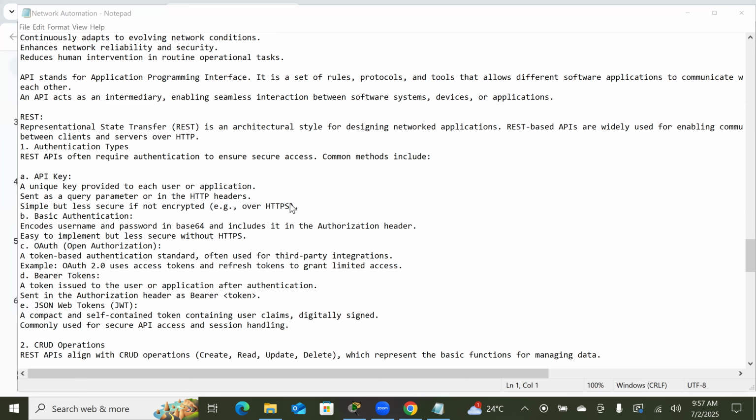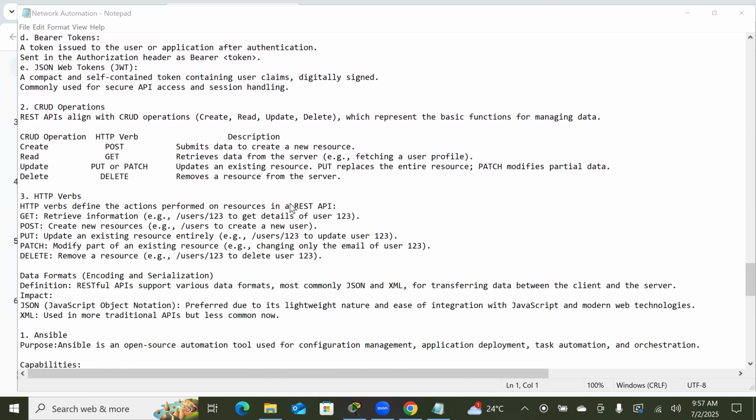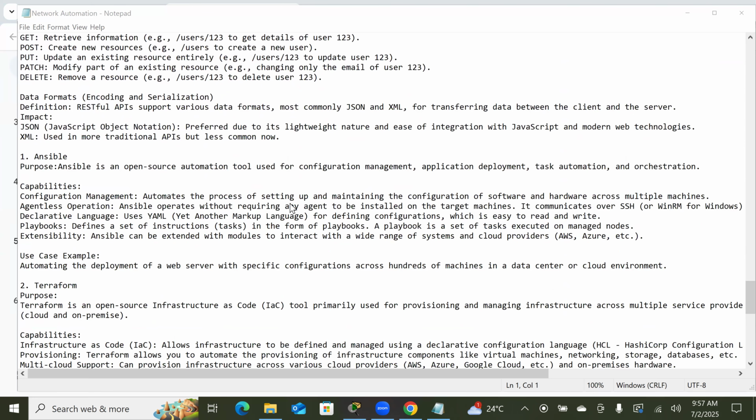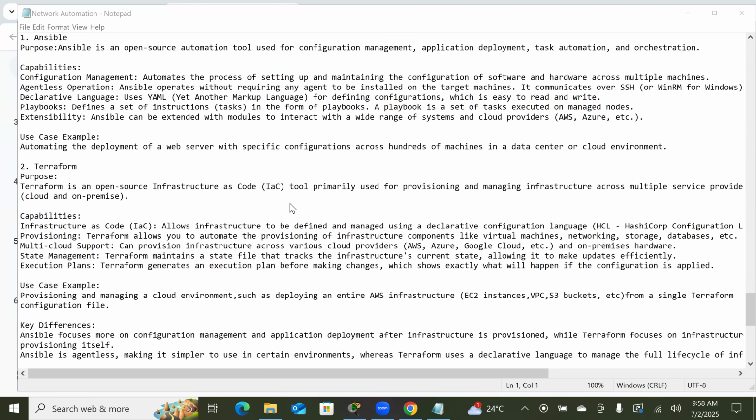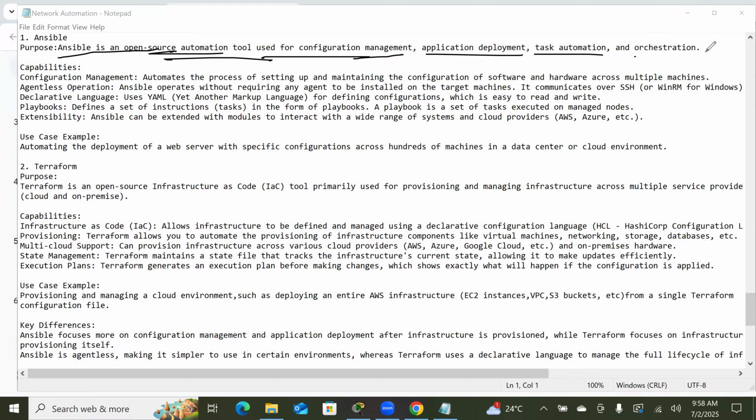And next I have the two tools. What are those? Ansible and Terraform. I'm going to explain these two in detail. So Ansible, it's an open source automation tool used for configuration management, application deployment, and task automation and orchestration.